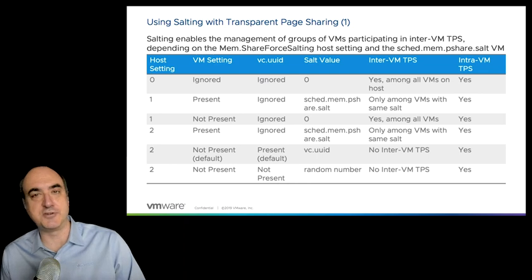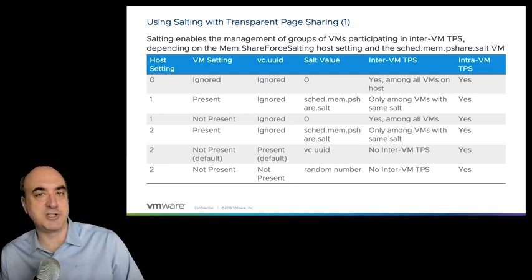This is actually where it's kind of interesting. You could create teams of VMs that share with each other. So maybe you have 10 VMs that all have a salt value of 1. They share with each other. Then you have another set of VMs that have a salt value of 2, and they share with each other, but not with the ones that had been set to 1. So you can create teams if you wanted to.